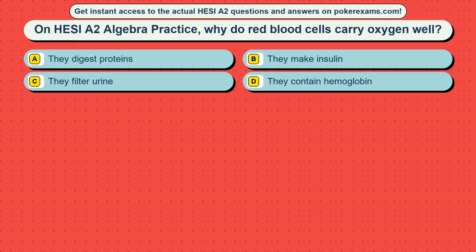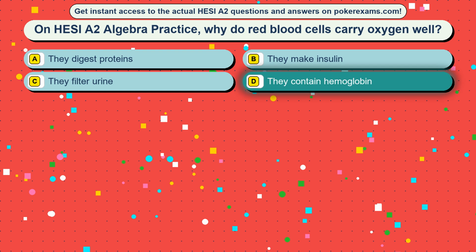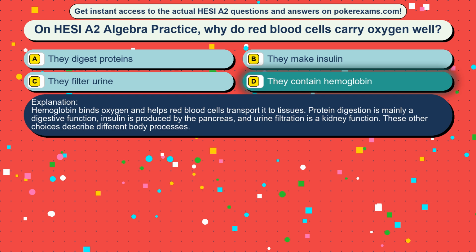Question 34. On HESI A2 Algebra Practice, why do red blood cells carry oxygen well? Option A, they digest proteins. Option B, they make insulin. Option C, they filter urine. Option D, they contain hemoglobin. The correct answer is option D, they contain hemoglobin. Hemoglobin binds oxygen and helps red blood cells transport it to tissues. Protein digestion is mainly a digestive function, insulin is produced by the pancreas, and urine filtration is a kidney function. These other choices describe different body processes.